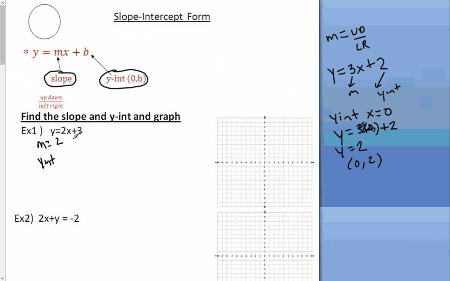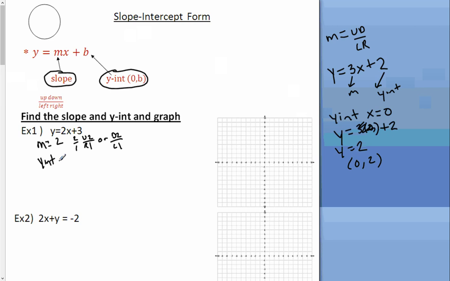Well, 2 means 2 over 1, right? Go back to that lesson on slope if you're not sure. The top number means up or down, so positive 2 is up 2, positive 1 is right 1. Or, remember the lesson before, down 2, left 1. Okay, so I have directions now. I go up 2 and right 1, right?